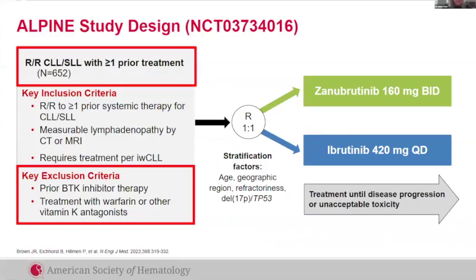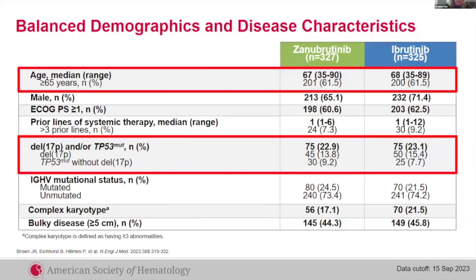And this data was first presented at ASH 2022, and then a further year of follow-up updated in ASH just before Christmas. So these are relapsed refractory patients with at least one prior line of treatment, but they could not have been exposed to a prior BTK inhibitor. And then a one-to-one randomization between zanubrutinib and ibrutinib, continuous treatment until disease progression or toxicity.